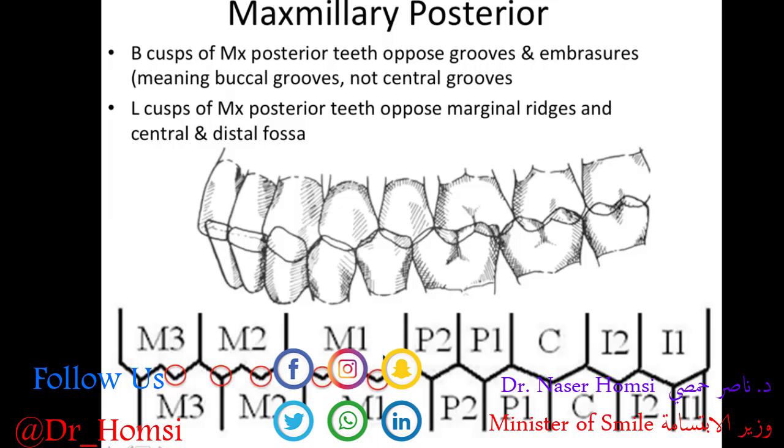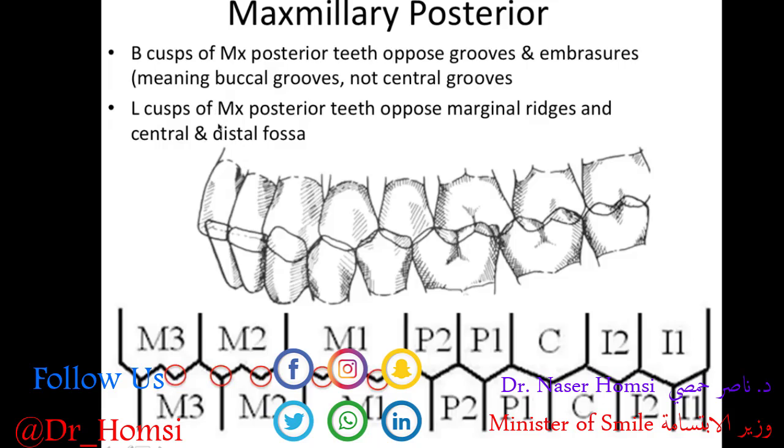Alright, so here we have the buccal cusps of the maxillary premolar, or maxillary molars, and as we see here, they're going to oppose grooves and embrasures, meaning buccal grooves, not central grooves. So here we're going to be opposing some buccal grooves, and then here you see we're opposing an embrasure, and then some buccal grooves.